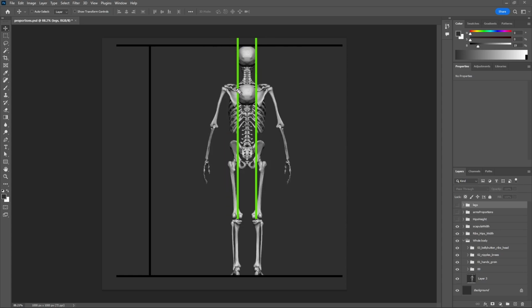In terms of the shoulder blades, you can see there's also 1 head width here as well. So we have the shoulder blades.